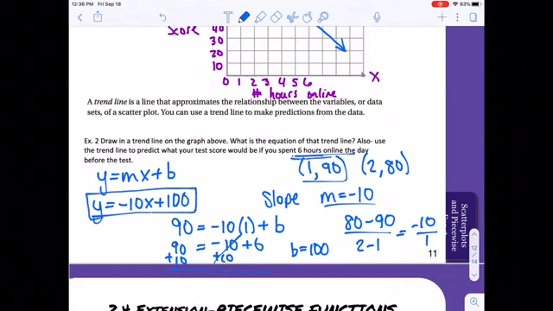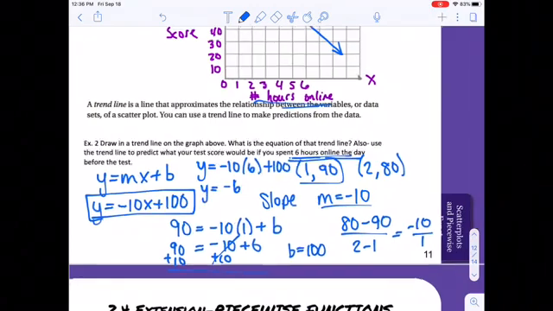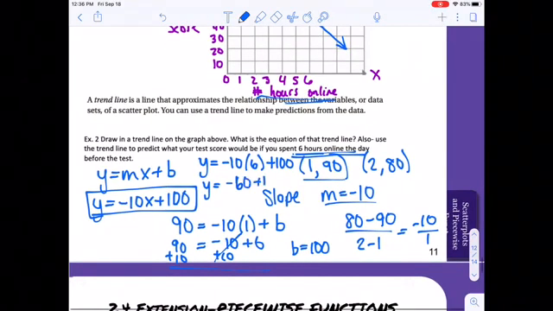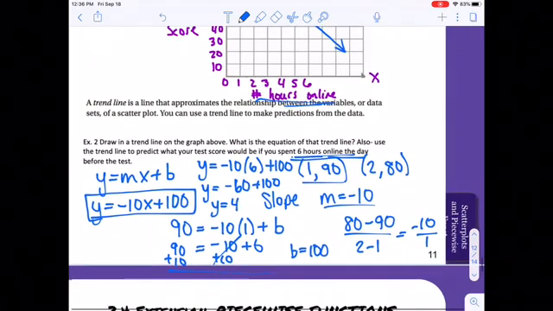So if you spent 6 hours online the day before the test, that is our x value here. So let's plug 6 into our equation, our trend line. So we have y equals -10 times 6 plus 100. So if we solve for your possible score, we would get that it's likely you will get a 40% on that test if you spend 6 hours online the day before.